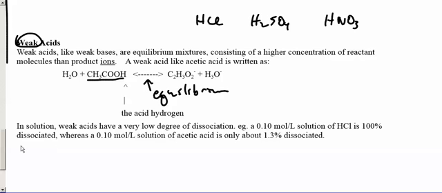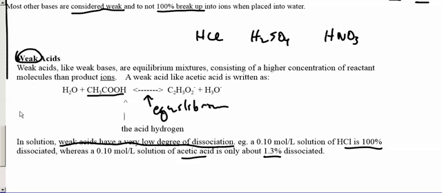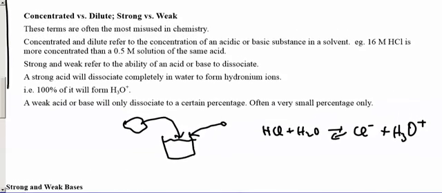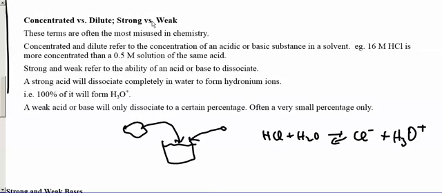Okay? And here again, just to reiterate that point, weak acids have a very low degree of dissociation. Yes. HCl is 100%. Acetic acid, look, 1.3%. Not even 2 out of every 100 molecules will break apart. And so these are just some key terms. Again, weak, strong, concentrated, dilute, that you need to know moving forward.